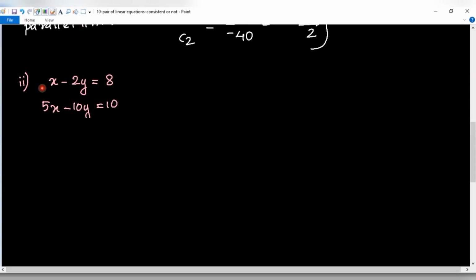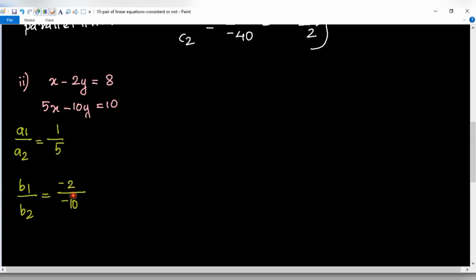Like A1 means the coefficient of x in the first equation. A1 is here we have a 1. We won't write that 1 normally, but here we know we have a 1 here. So A1 is 1 and A2 is 5. So A1 by A2 is equal to 1 by 5. Okay, now B1 by B2. B1 means in the first equation, the coefficient of y, it is minus 2. Minus 2 by B2. In the second equation, the coefficient of y, that is negative 10.